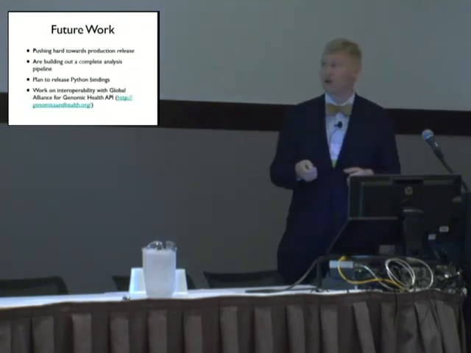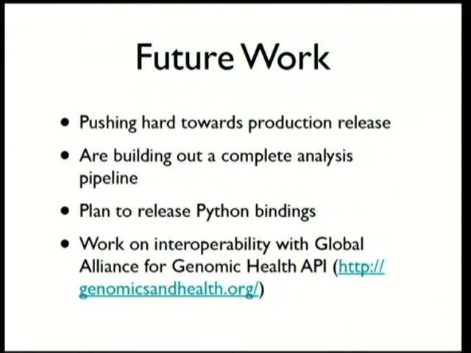In terms of future work, we're really pushing hard towards a production release, and we're working hard to build this complete analysis pipeline, as shown by the many tools that we're working on, and trying to build out more algorithms. Otherwise, we're very interested in building out Python bindings. Python's a very popular language in bioinformatics, and several people have asked us to do this recently. Spark itself has Python bindings, and the Avro data schema that we use also binds to Python. So that's an area of work for us. And finally, we're working on global interoperability as well as interoperability with the Global Alliance for Genomics and Health API.